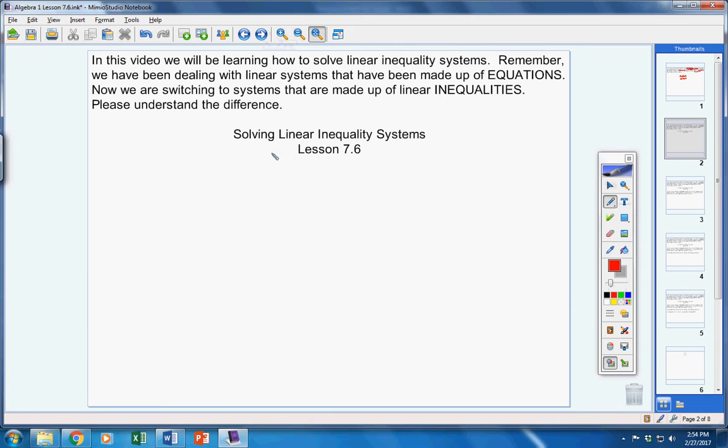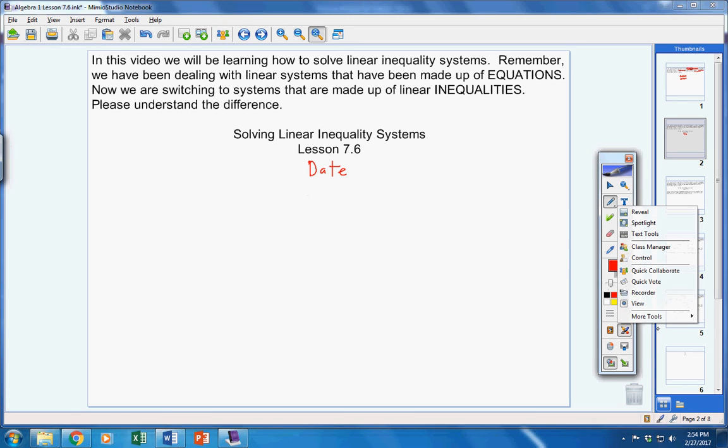Your heading for today is Solving Linear Inequality Systems, Lesson 7.6. Please copy this in your notes and be sure and include today's date.